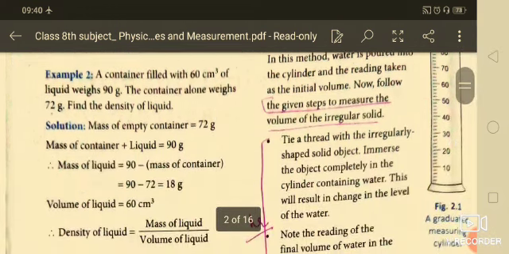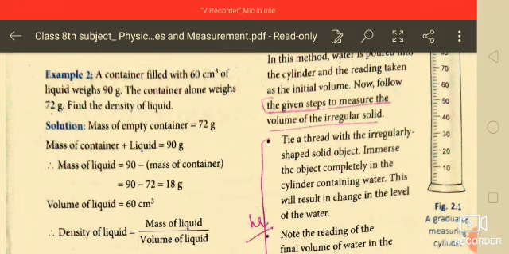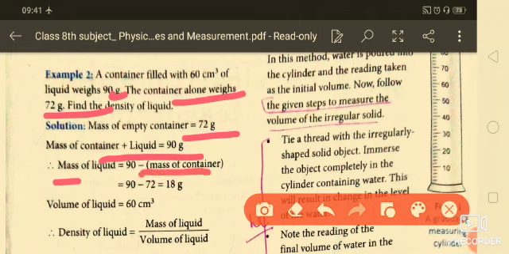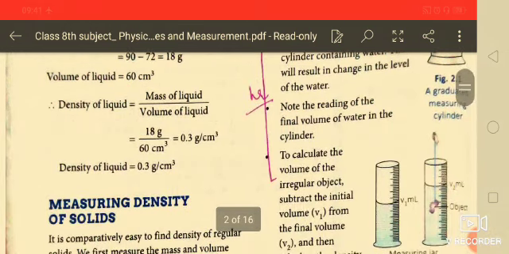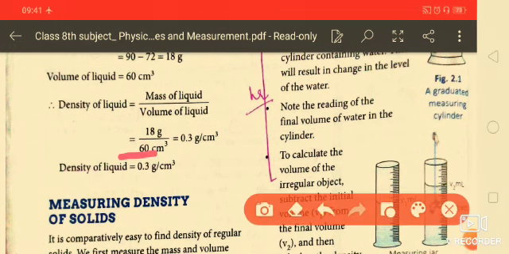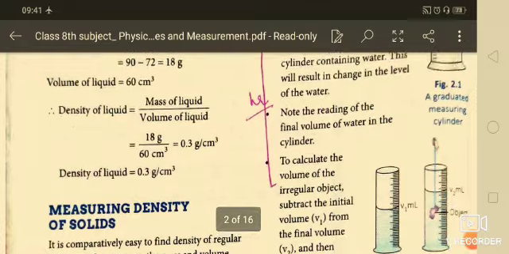And the second example: a container filled with 60 centimeter cube of liquid weighs 90 gram, and the container alone weighs 72 gram. Find the density of the liquid. So for this, the mass of the container is 72 gram and the mass of container plus liquid is 90 gram. Now the mass of liquid is equal to 90 minus the mass of the container, that is 18 gram, and the volume is given here. So density is equal to mass upon volume of liquid. So 18 divided by 60, and you will find 0.3 gram per centimeter cube.